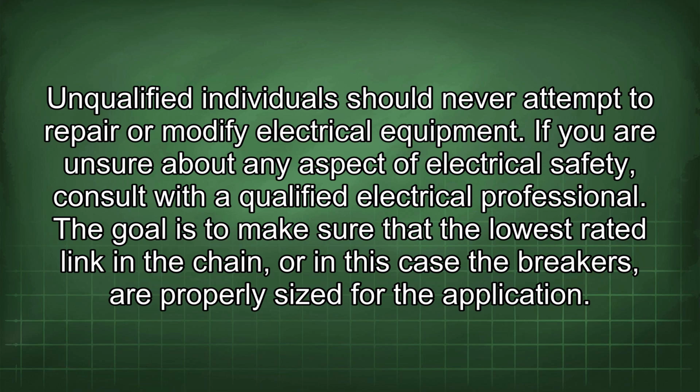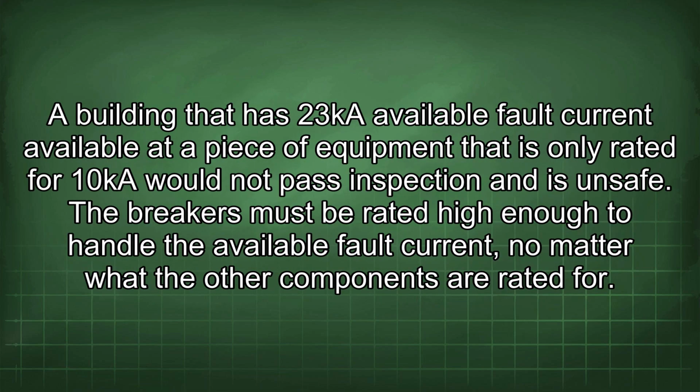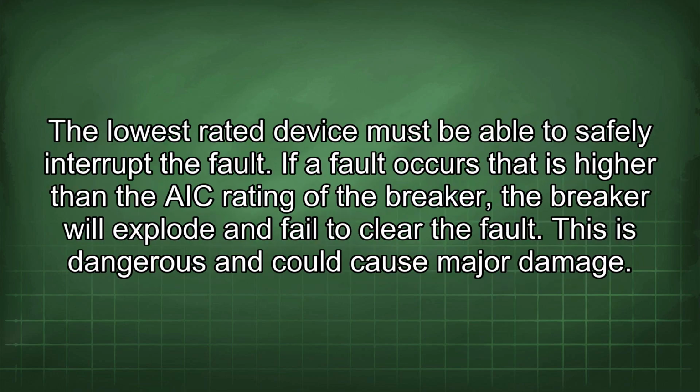The goal is to make sure that the lowest rated link in the chain, or in this case the breakers, are properly sized for the application. A building that has 23 kA available fault current at a piece of equipment that is only rated for 10 kA would not pass inspection and is unsafe. The breakers must be rated high enough to handle the available fault current, no matter what the other components are rated for. The lowest rated device must be able to safely interrupt the fault.